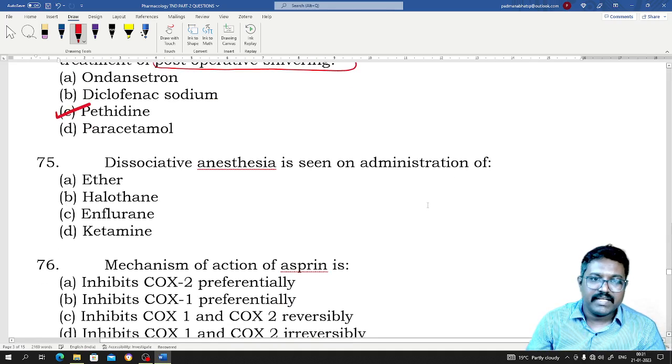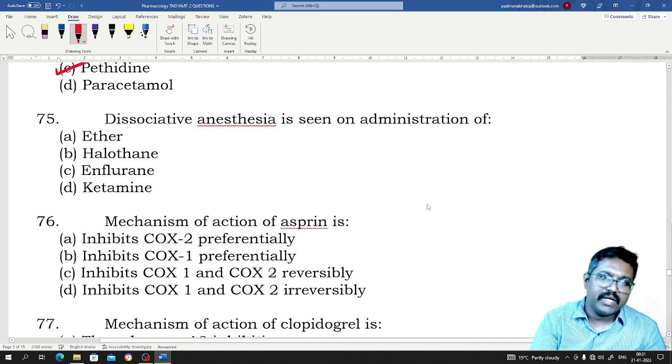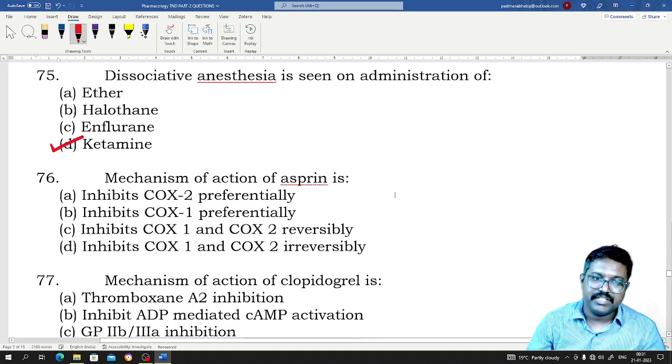So dissociative anesthesia, very very important. So again a very easy question. Dissociative anesthesia is seen on administration of ketamine. Ketamine is the example for dissociative anesthesia.